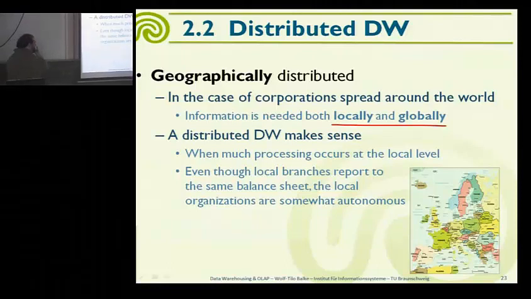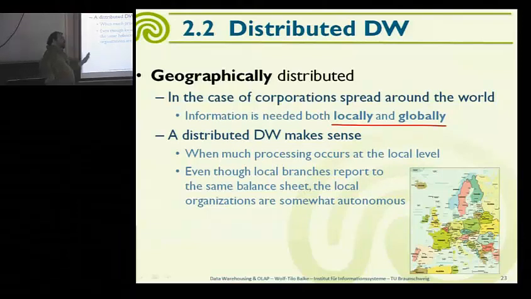So building a distributed data warehouse makes sense when much of the processing occurs on the local level. So when you really have to work with the small data, day to day, so what's in stock and what has been sold and so on, right? Also when you have business models that make the branches autonomous.